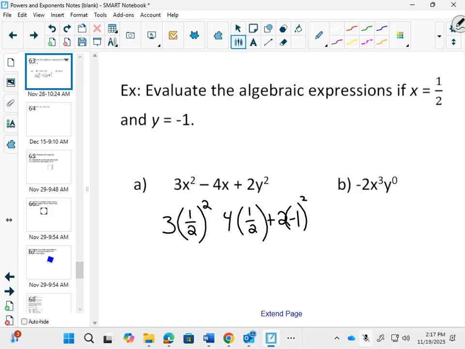Order of operations. Do we have exponents? Yes, we do. This will be 1/4 minus 4 times 1/2 plus 2, and that squared will be positive 1.